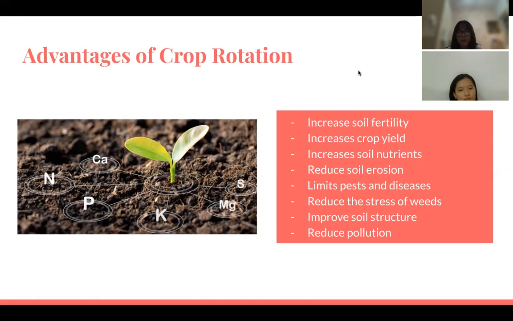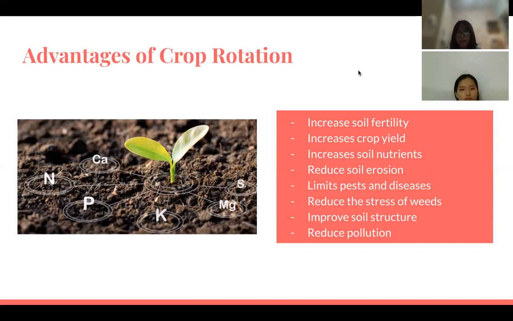It also helps with pest and disease control. Similar plants tend to have the same pathogens. Therefore, crop rotation interrupts the pest life cycle and their habitat. Next is reduced stress from weeds. Weeds are a constant nuisance to any farmer. Crop rotation will help reduce the population of weeds, or better, denies them an opportunity to grow.